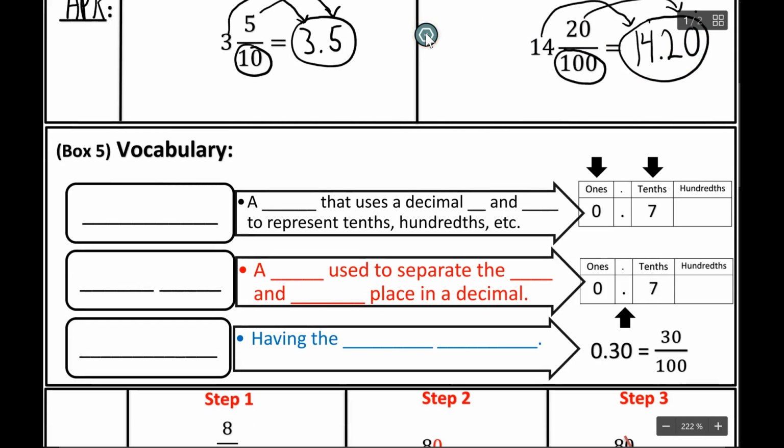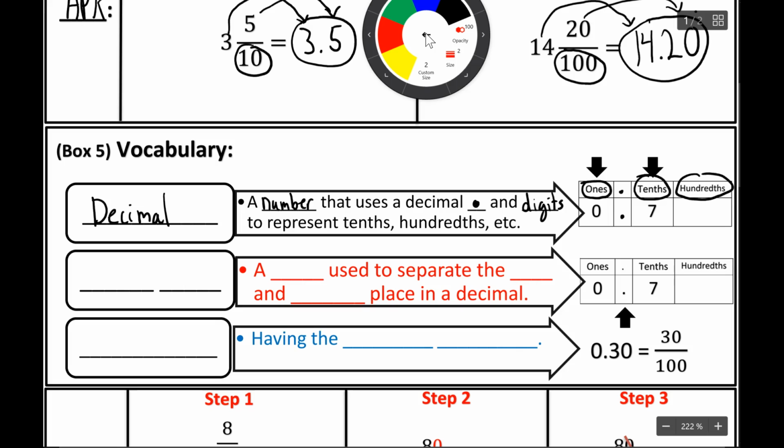Going into our vocabulary terms. Our first vocabulary word is going to be a decimal. Okay? And a decimal is a number that uses a decimal point and digits to represent tenths, hundredths, etc. As in this case, I'm working with ones, then I have my tenths, then I have my hundredths, okay? The decimal goes right in the middle, okay?